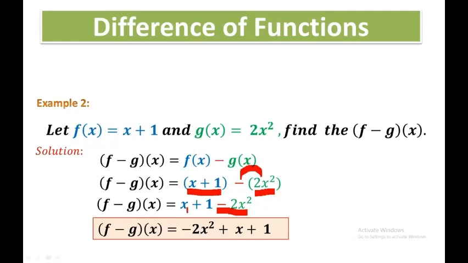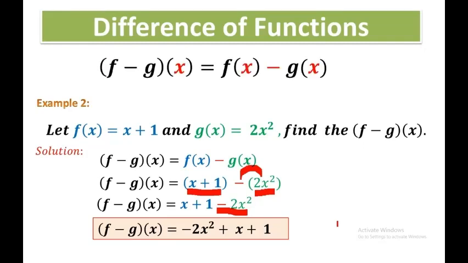All we have to do is just arrange the expressions or the functions. So it starts with, of course, negative 2x squared plus x plus 1. So the result, or the difference of the two functions, f of x and g of x, is equivalent to another function, which is negative 2x squared plus x plus 1. So that's how easy it is to subtract functions.